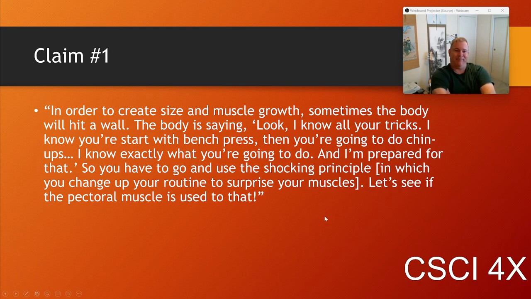All right, here's the next claim. In order to create size and muscle growth, sometimes the body will hit a wall. The body is saying, look, I know all your tricks. I know you start with the bench press and you do chin-ups. I know exactly what you're going to do, and I prepared for it. So you have to use the shocking principle, in which you change up your routine to surprise your muscles. Let's see if your pectoral muscle is used to that.